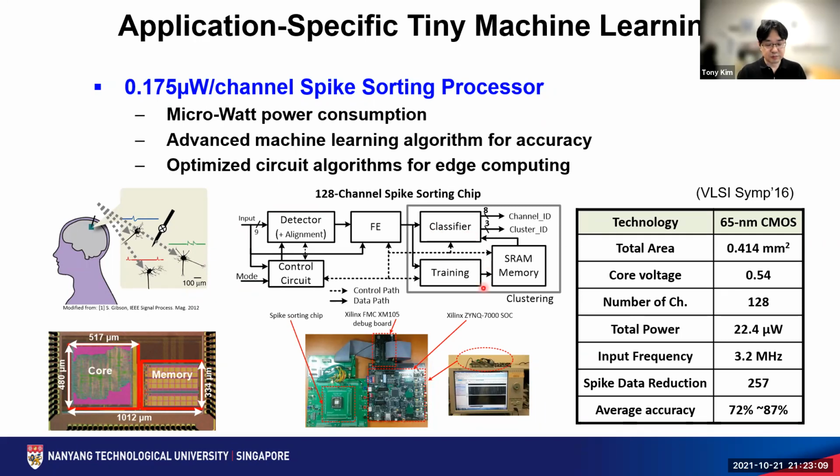And then we also implemented a training algorithm so that even if we don't have a huge amount of data, we can train this spike sorting accelerator, and then we can continuously monitor the brain signal and identify the source of the spikes that we are monitoring. And as you can see here, this chip is consuming just a few tens of microwatts.